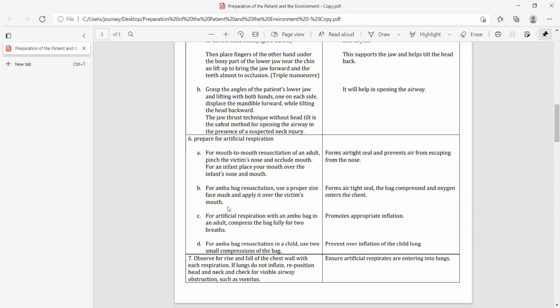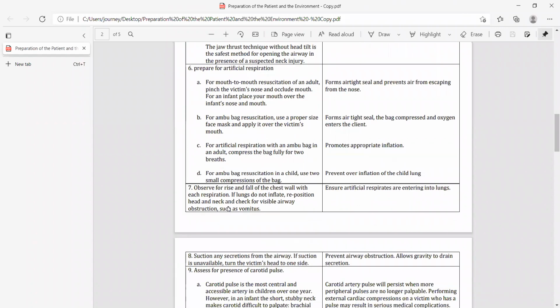Okay, why do you need to use at least too small compression of the bag? In order to prevent overinflation of the child's lung. This is number 6 point. Are you clear? How you need to prepare for artificial respiration? Mouth to mouth, Ambu bag, mouth to nose. Yes or no? Yes, ma'am.